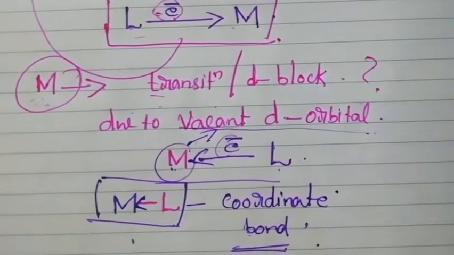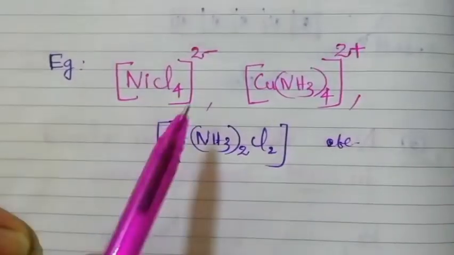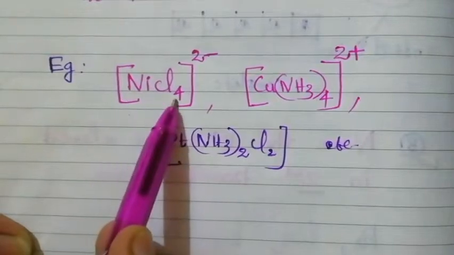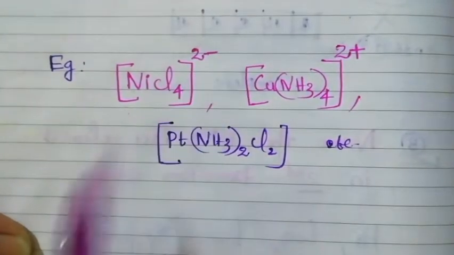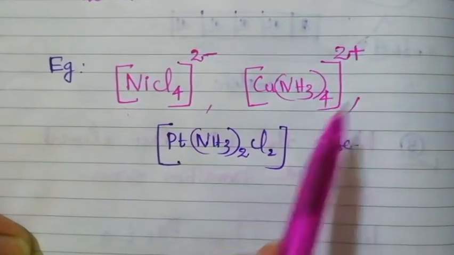So keep in mind the bonding of coordination compounds. Coordination compounds exhibit coordinate bonds. Now let's see some examples of coordination compounds. Here three compounds were written: Cu(NH3)4 2+.